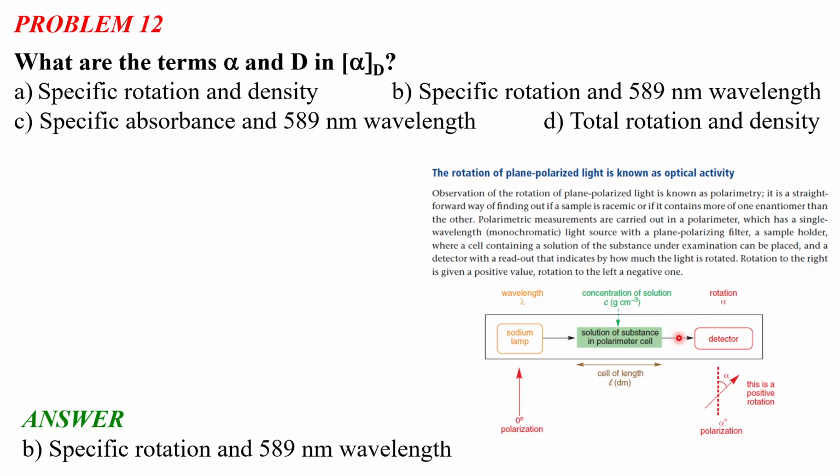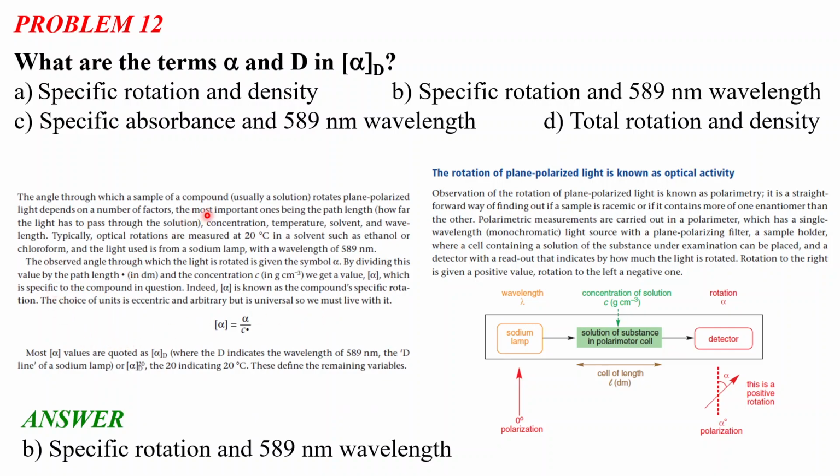After the light passes through the solution containing a compound, with the concentration given in gram per cubic centimeter and the cell length L in decimeter, we get the detector where we can measure this rotation, which is alpha. The angle through which the sample, usually a solution, rotates the plane polarized light depends upon a number of factors. The most important ones are the path length, concentration, temperature, solvent, wavelength, etc. Typically optical rotations are measured at 20 degrees centigrade in a solvent such as ethanol or chloroform, and the light used is from a sodium lamp which has a wavelength of 589 nanometer.